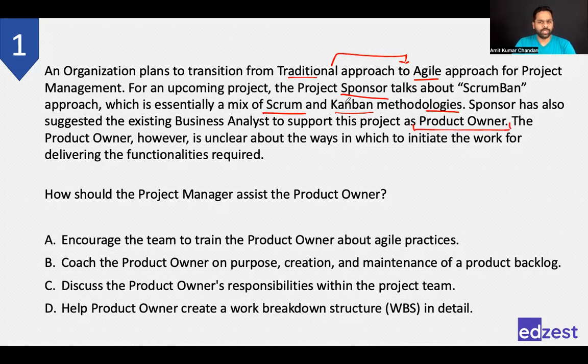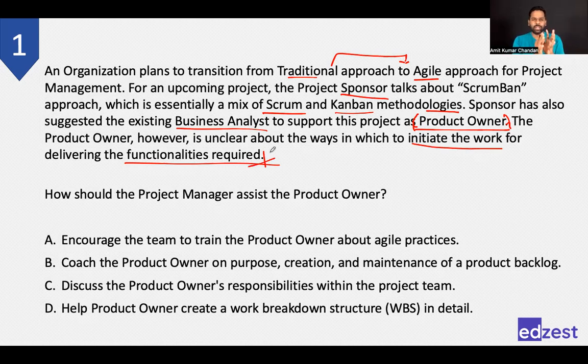Okay, so we will be using a mix of Scrum and Kanban, and there would be a product owner who is an existing business analyst. The product owner, however, is unclear about the ways in which to initiate the work for delivering the functionalities required. Now this person has been a business analyst, and they're not very sure on how to initiate the work. What should be done to deliver the functionality? That's what the situation is, right?